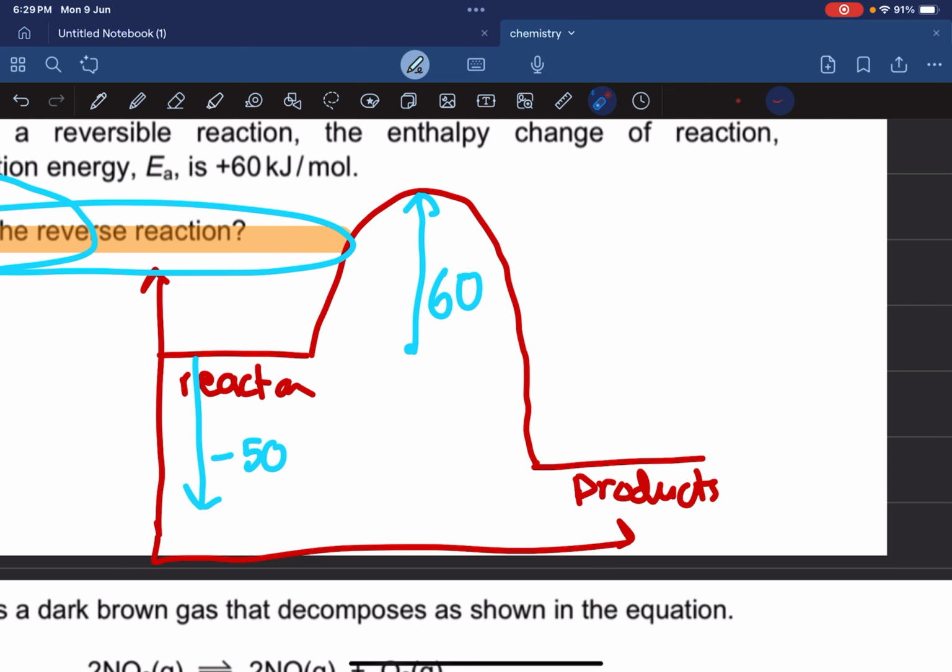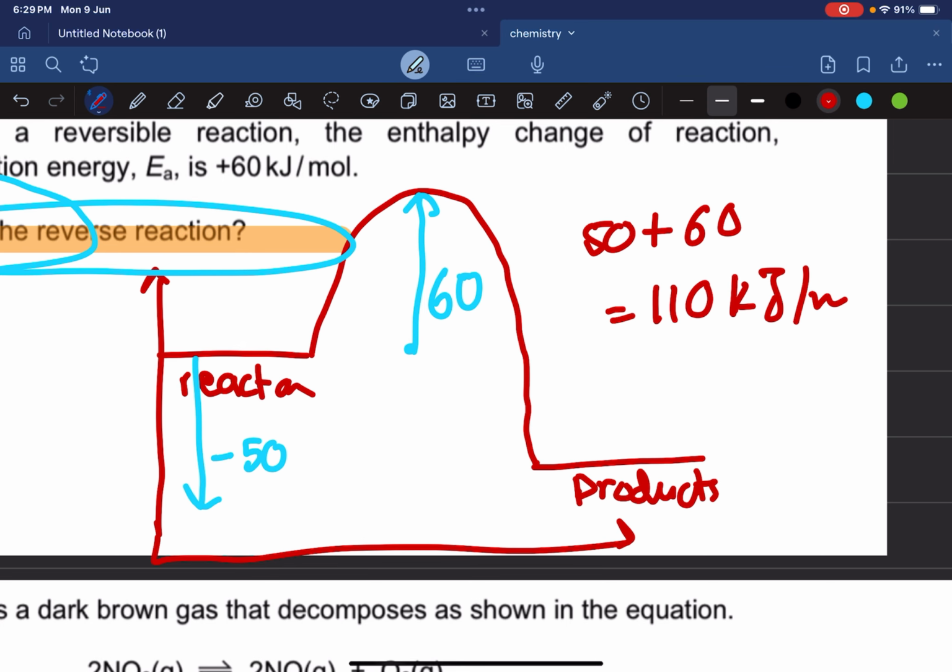And for endothermic, I have it from the bottom to the top of the energy hump, okay? From the bottom to the top of the energy hump. This is going to be my activation energy, which is 50 plus 60, okay? And I again say this is kind of A-level style. It's going to be 50 plus 60, which comes out to be 110 kilojoules per mole, okay?